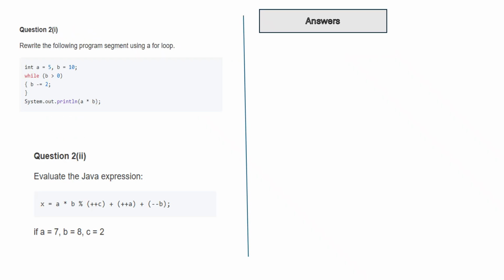So let's start section 2, question A, which is short questions. Rewrite the program segment using a for loop. Now a while loop is given. Initialization done is int a is equal to 5, b is equal to 10. You can do it outside the for loop or inside the for loop as well. First step is done; in for, you will write this because initialization is done here.